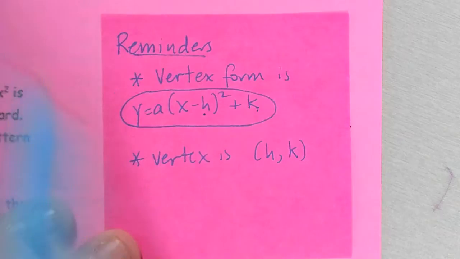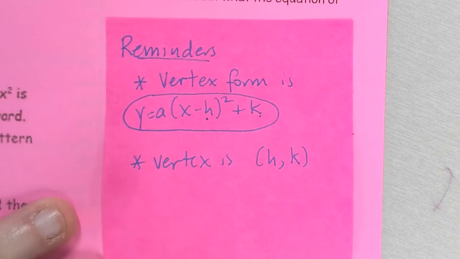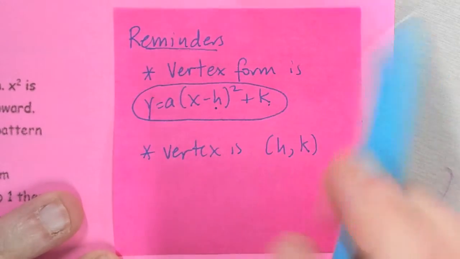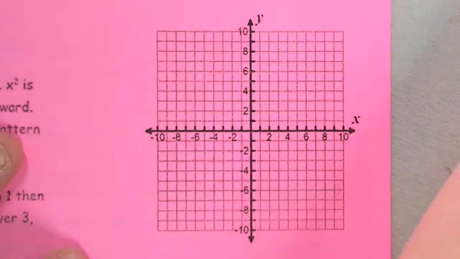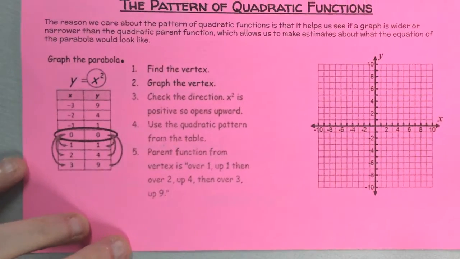So if this was like 5, x minus 2 plus 5, it would be 2, 5 as my ordered pair for my vertex. So we're going to really get into this tomorrow. It's just a reminder, okay? So let's actually look at this pattern of quadratic functions.